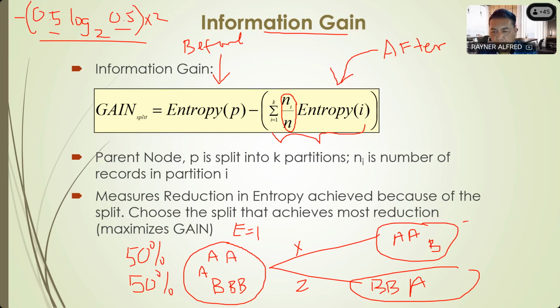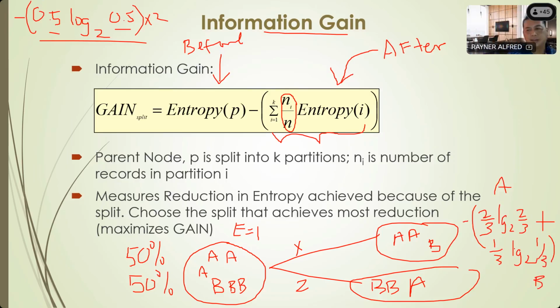So what is the entropy for this? So we can say that this is 2/3 log 2, 2/3 plus 1/3 log 2 1/3, right? So this is for the A, this one is for the B. So what is the value for this? Anyone?